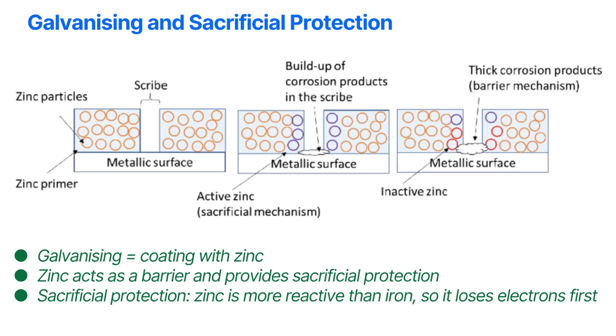Exam tip: when asked about galvanizing, always include both the barrier effect and sacrificial protection. Students often mention just one and lose a mark.